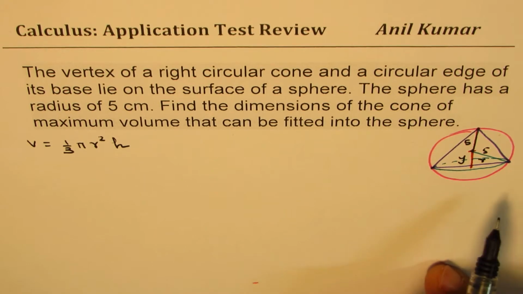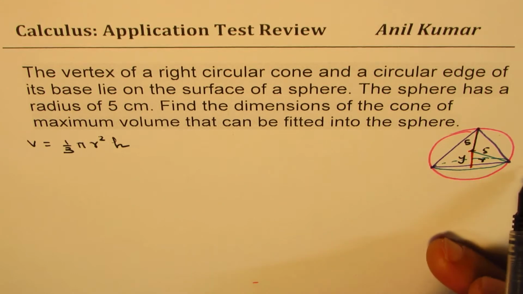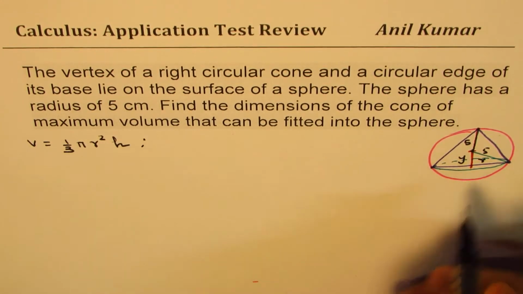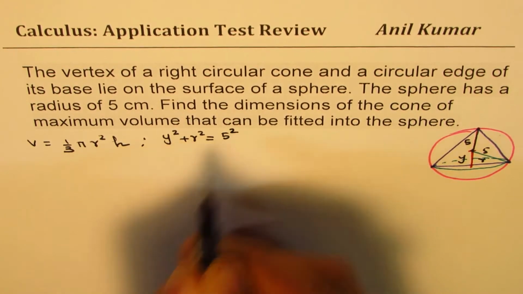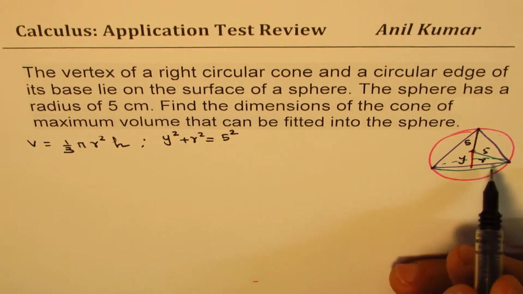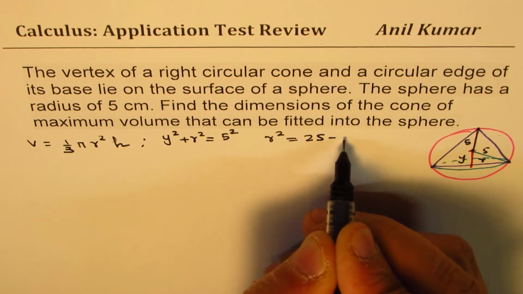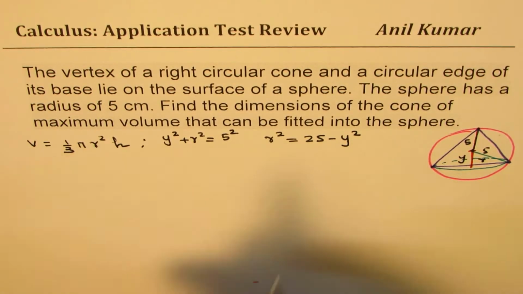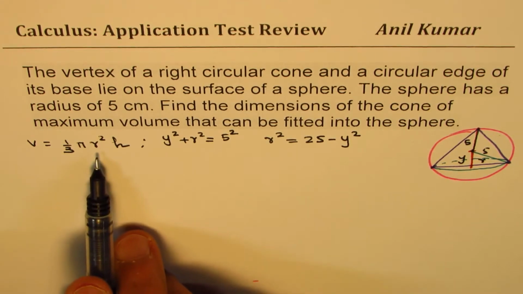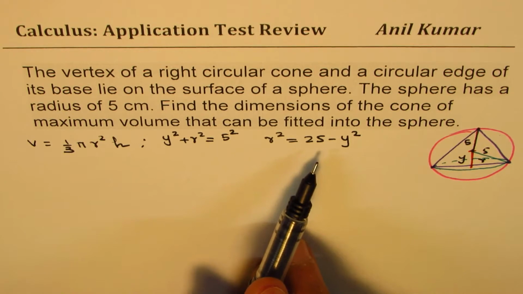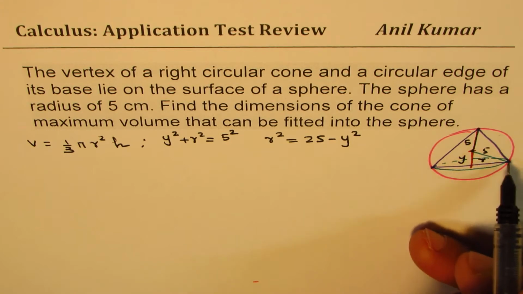So we can relate all these terms very easily now. Look at this small right triangle. Within this small right triangle, we get y square plus r square equals 5 square, which is 25, correct? So I could write r square as 25 minus y square. Since this is r square, we can always replace it with that. So we can now write our equation in one variable, which is y for us.